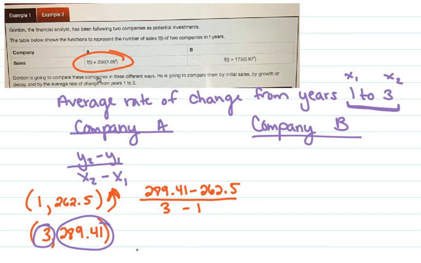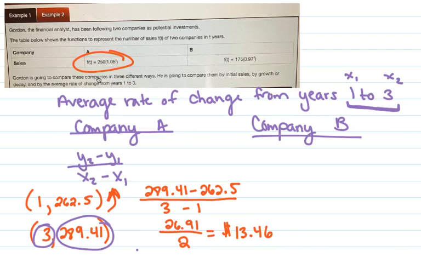All right, and so then I'm just going to plug these numbers into my calculator. And so 289.41 minus 262.5, I get 26.91 over 3 minus 1 is 2. And then I'm going to use my calculator to divide. So I get 13.46 roughly. So company A is growing at an average rate of $13.46 from year 1 to year 3.